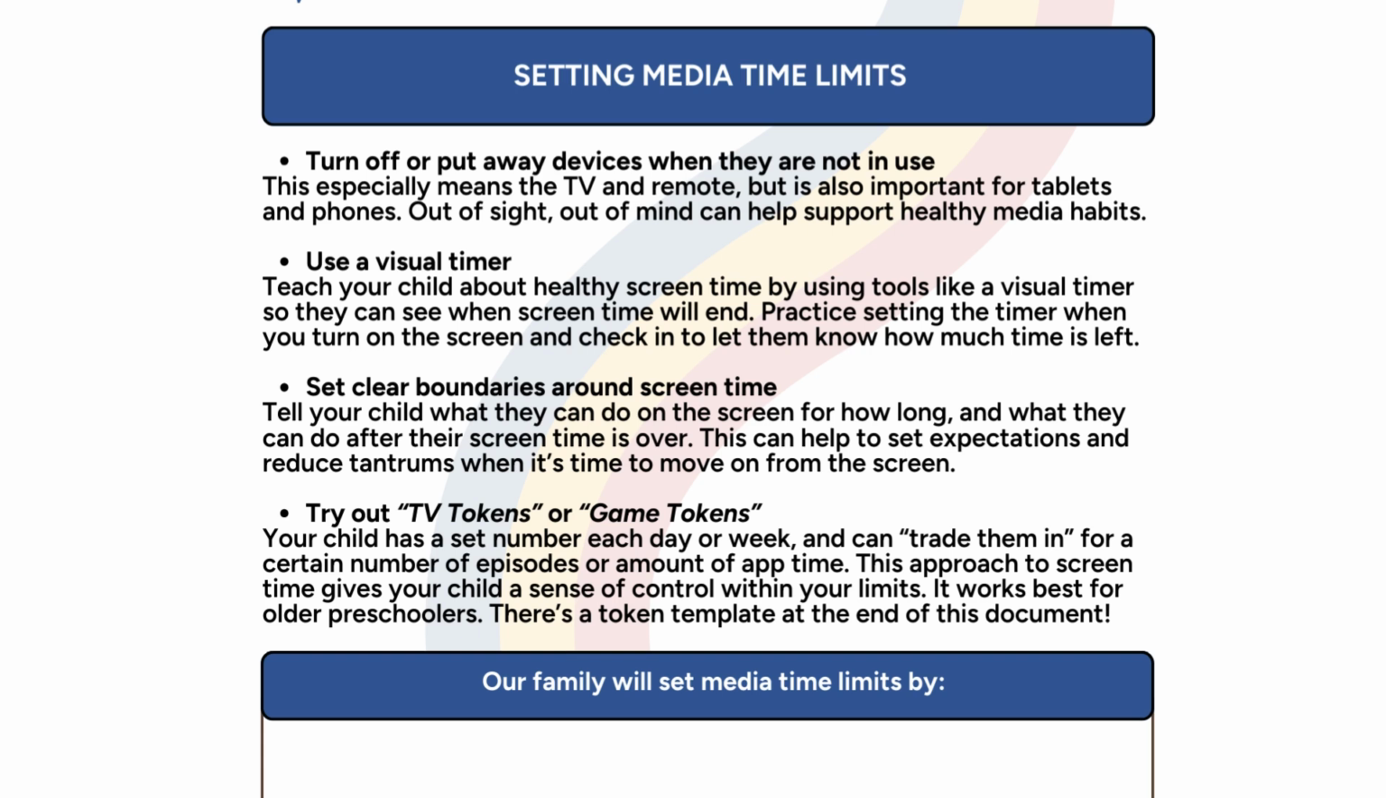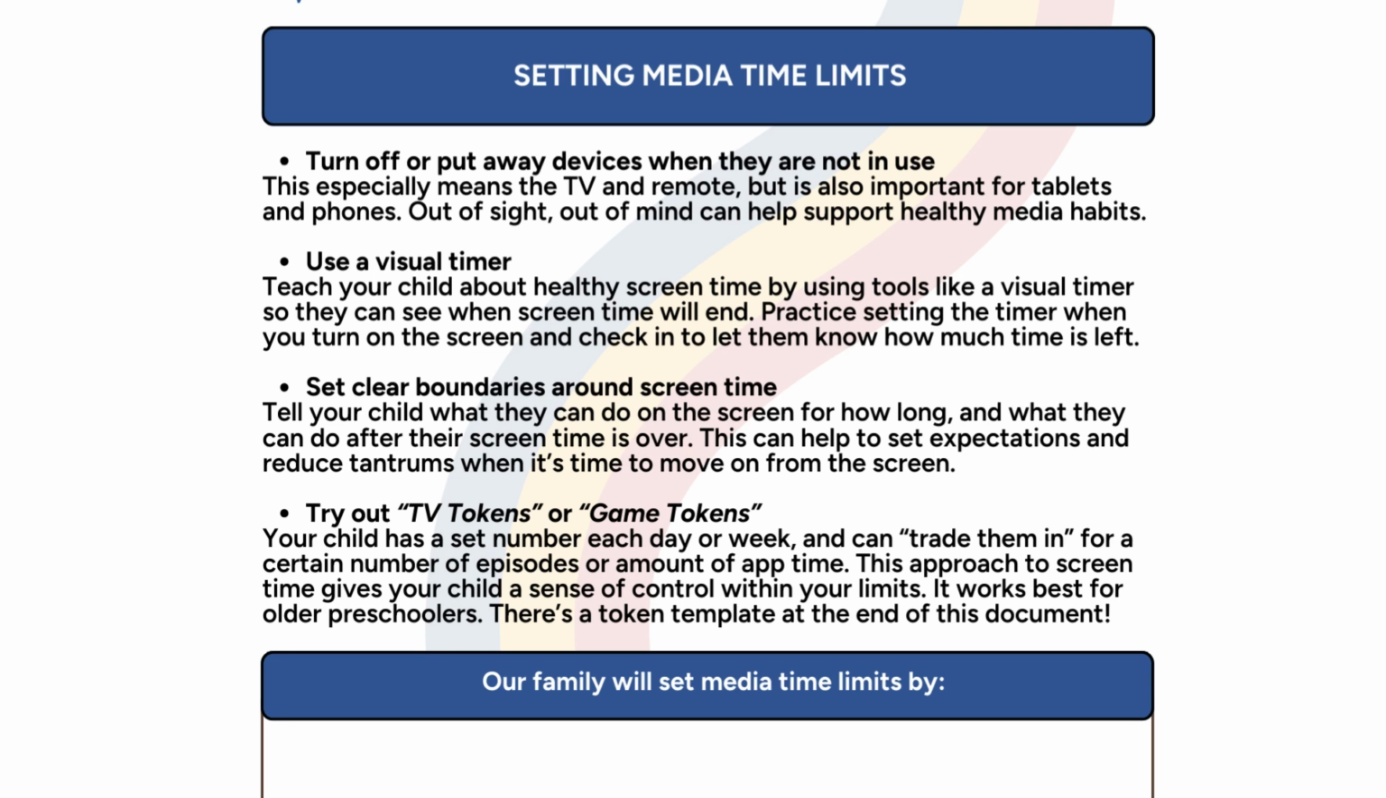So if you choose to prioritize setting media time limits, this can look like turning off or putting away devices when they're not actively in use, teaching your child about the healthy amount of screen time for them. One tip we like to try is using a visual timer so kids can see when their screen time is ending. Also, setting clear boundaries around screen time and setting up some of those off-ramp activities, or helping your child know what they're able to do when screen time is over.